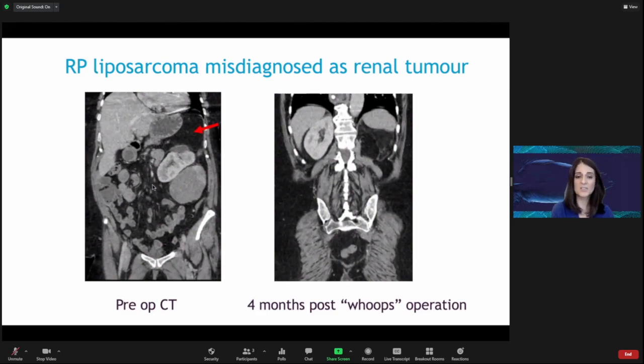This is another case, just to show you an example of another case that was assumed to be a renal mass, and they missed the abnormal fat here. So you can see after the operation, that abnormal fat has been left behind. So again, that patient's missed their chance of the best outcome.